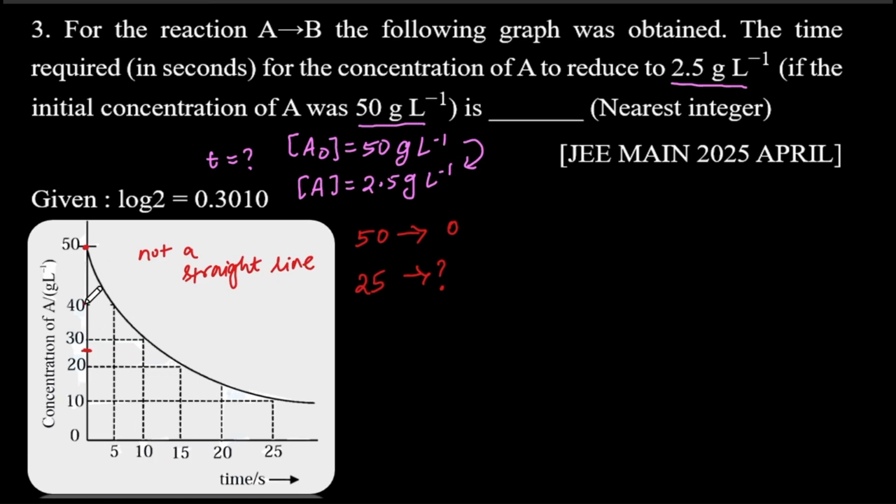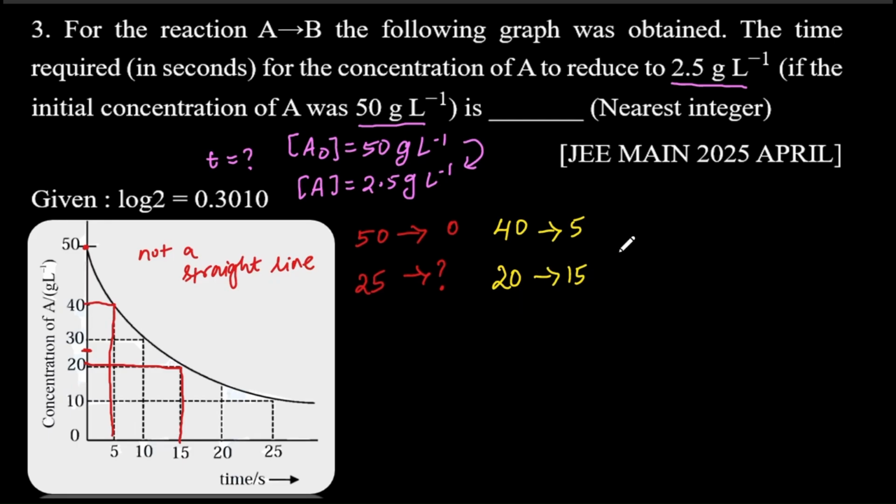So the concentration 40 is obtained at time 5. So after 5 seconds of the reaction, the concentration is 40. Then for 40 to reduce into half, that is 20, what is the time? So if you note down the time, the time is 15.